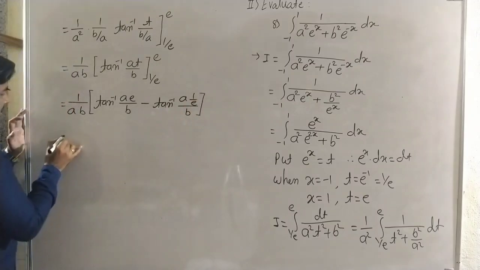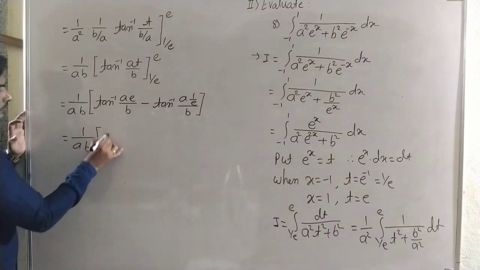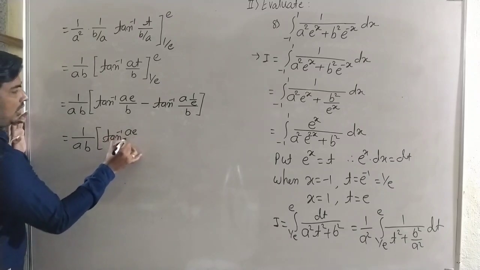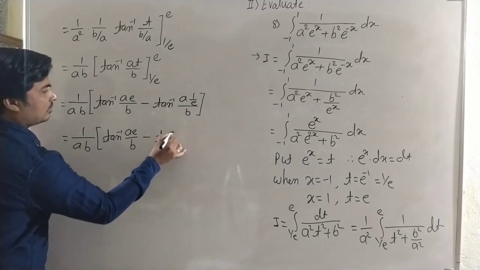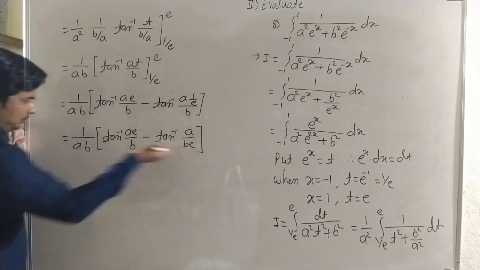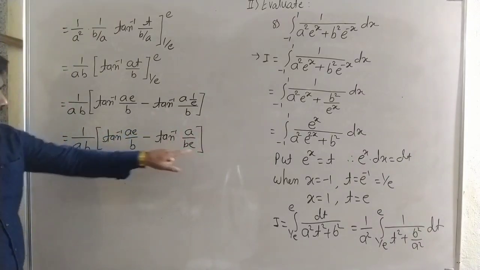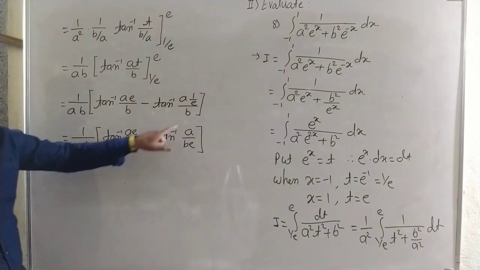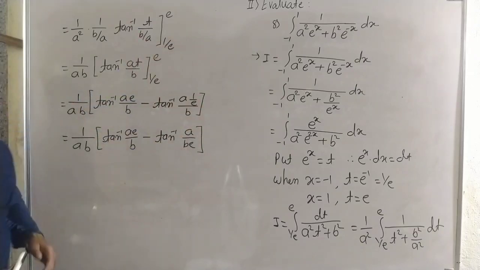And then the last answer is 1 by a into b, tan inverse of ae upon b minus tan inverse of a upon b. Here e becomes the denominator, so a upon b. So 1 by a into b, tan inverse of ae upon b minus tan inverse of a by b. It is the last answer of this question. See carefully this.